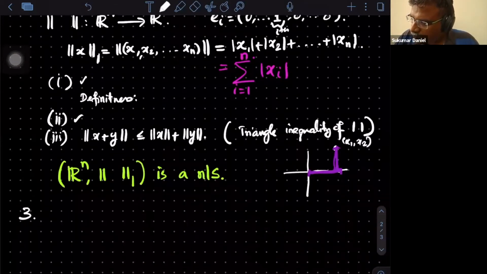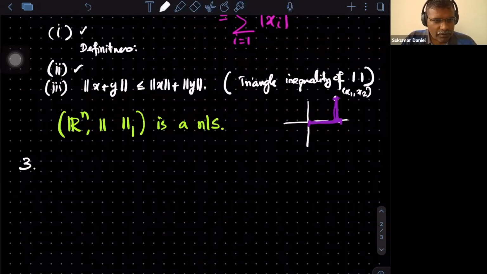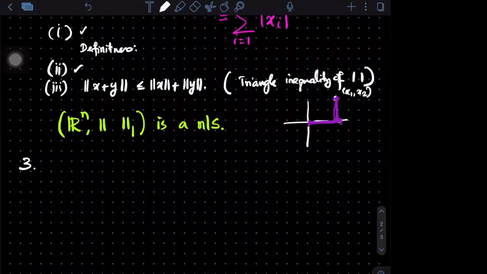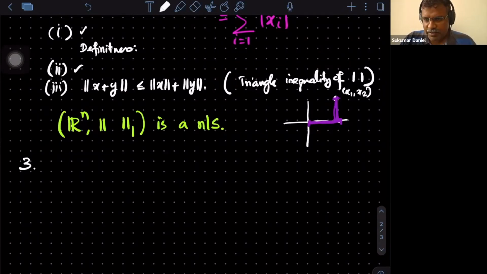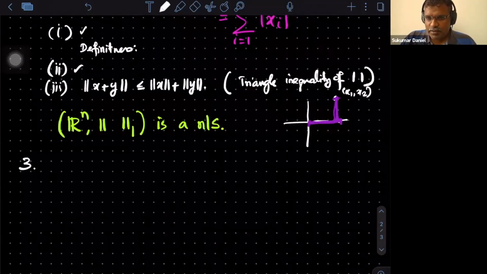Sir, is the sum of two norm functions always a norm function? I mean, here modulus is a norm function on R, right? Yes, on R. Then we are using the sum of moduli as the norm we are defining. Okay, so is it working like a norm? I understood.